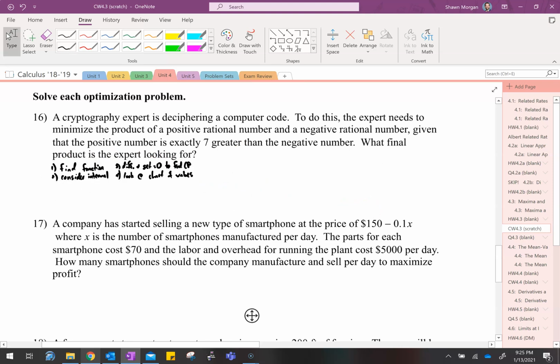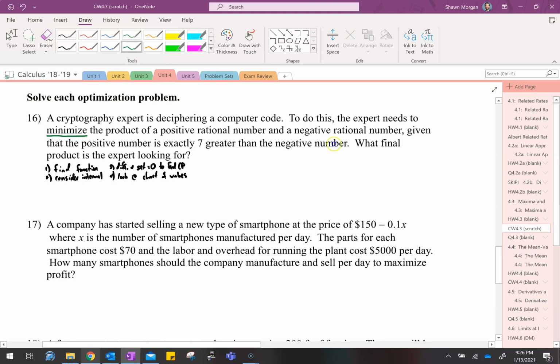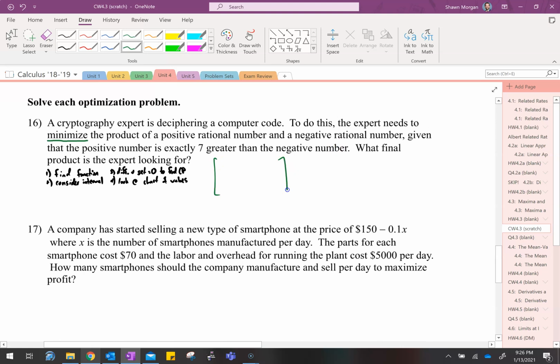All right. Now, number 16, we'll just take a peek at this cryptography expert. It's deciphering computer code. This expert needs to minimize the product of a positive rational number and a negative rational number. So let's stop right there and key in on the word minimize. To minimize means that I'm going to try and find the lowest point. You can imagine on a particular interval maybe I've got a curvature that does something like this. Well, I'm looking for that lowest point. That's going to be the optimal, or in this case, the minimal value.